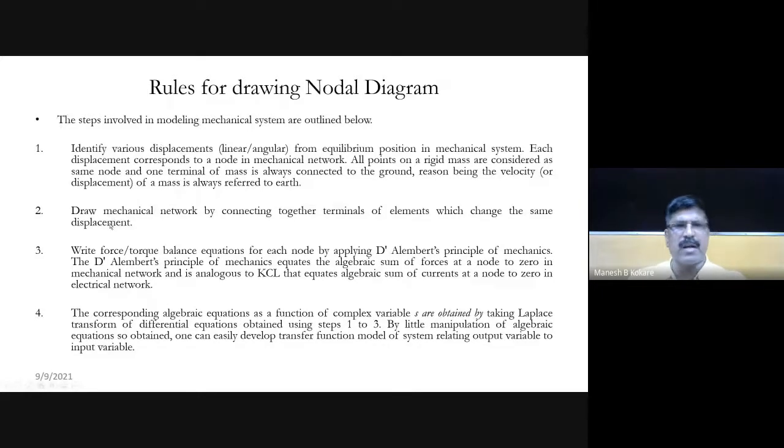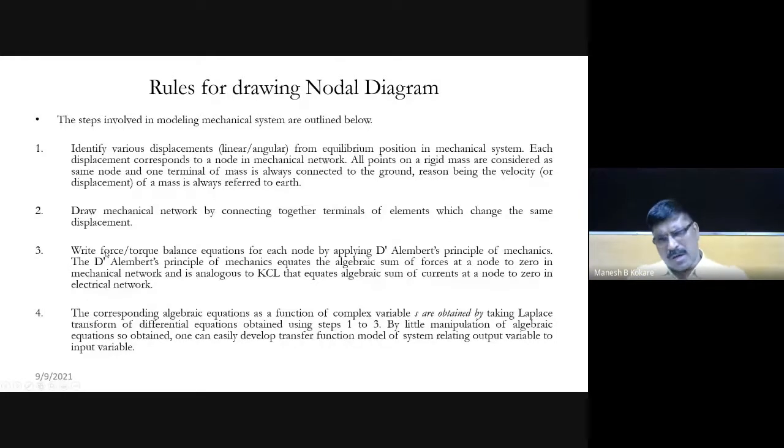The second point is to draw the mechanical network by connecting together the terminals of elements which share the same displacement point. For example, for displacement point x1, a spring element may be connected, a mass element may be connected, and a dashpot element may be connected. That will form one junction there.